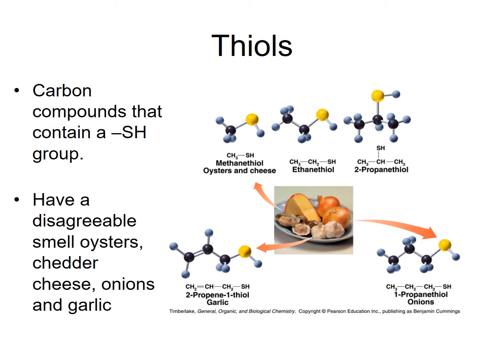Thiols typically occur in nature as in foods that have disagreeable odors. So we all know those foods that maybe taste pretty good, but really kind of smell, like garlic and onions and cheese. So that's usually what you're smelling, the thiol molecules with this SH group.